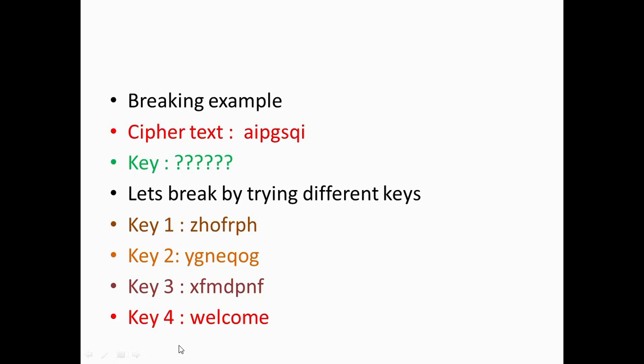Then I took key equal to 4 and I got a text, and you can see that this is readable. So even though I did not know the key, by trying different keys I finally got a readable text, that is, I was able to break the cipher. So this was all about Caesar cipher and modified Caesar cipher. Thank you.